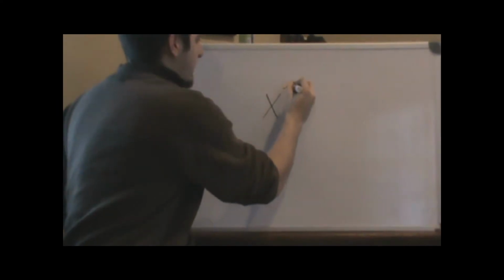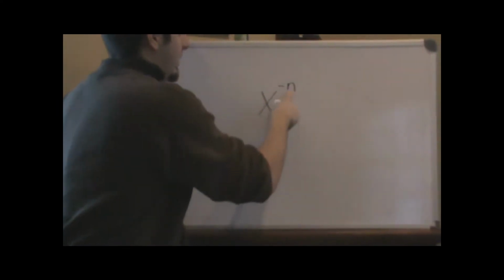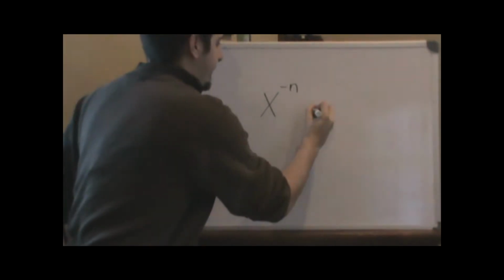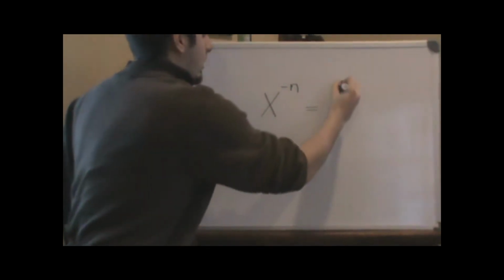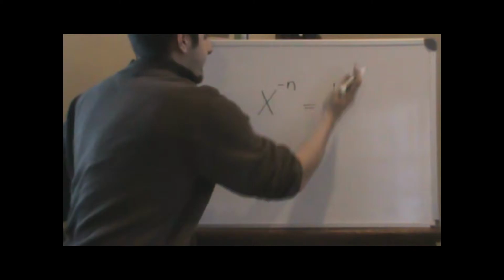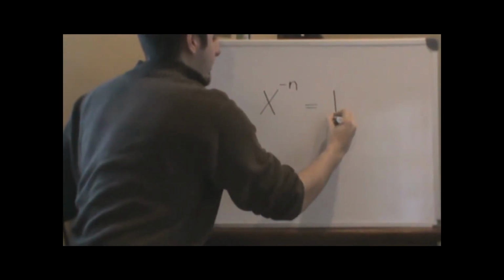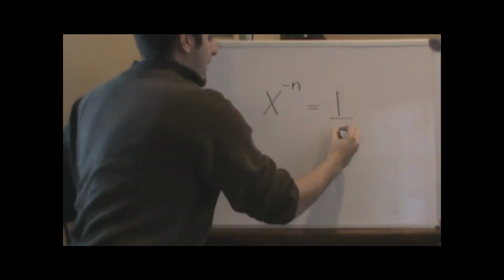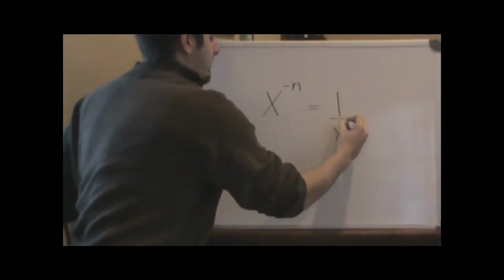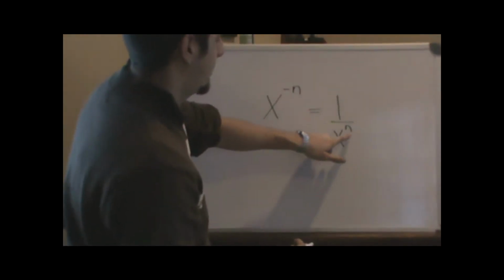I want to take a look at the generic algebraic formula for negative exponents. If you remember correctly, we said it was x to the negative n. Any number to any negative power equals 1 over x to the positive power. So any number to the positive power.